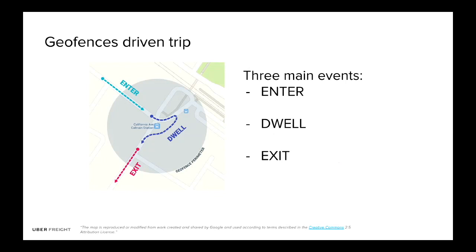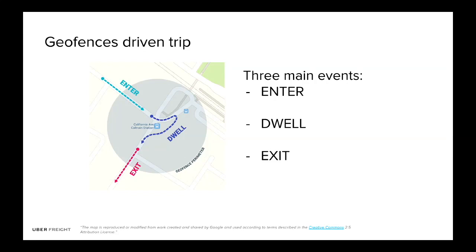This defines a circle in which 3 different events will ultimately happen. The first event that we care about is the enter event. This is when the driver either arrives at the pickup facility or at the drop-off facility. We want to be able to record this event because it matters in order to automate the trip flow.